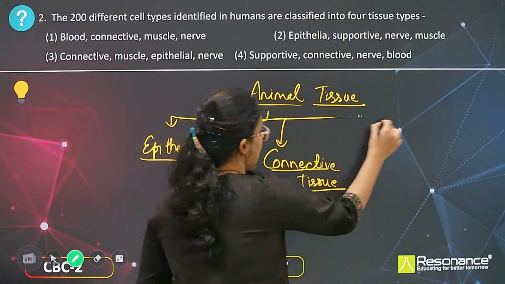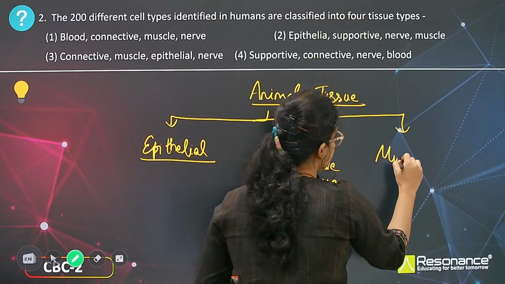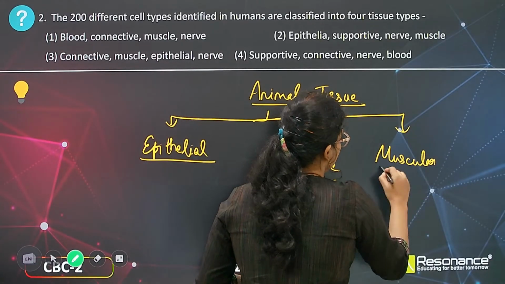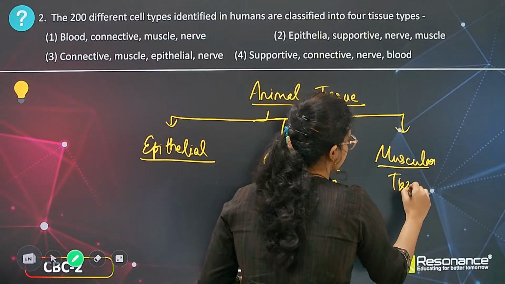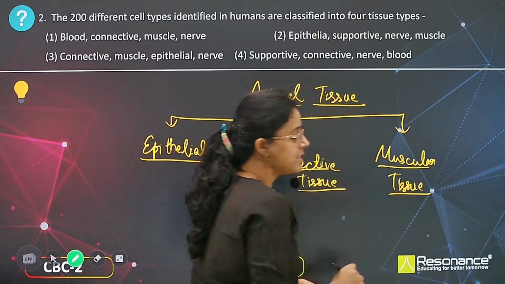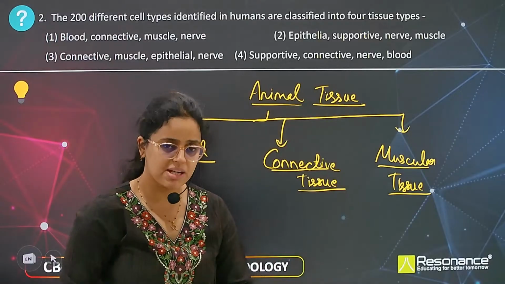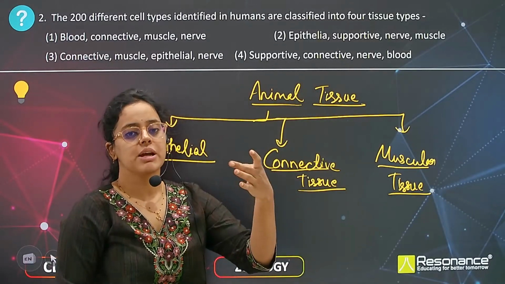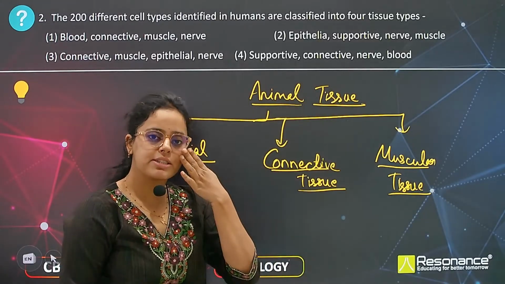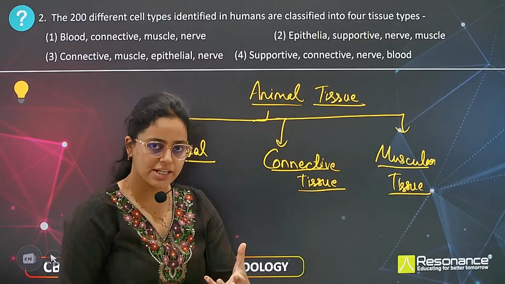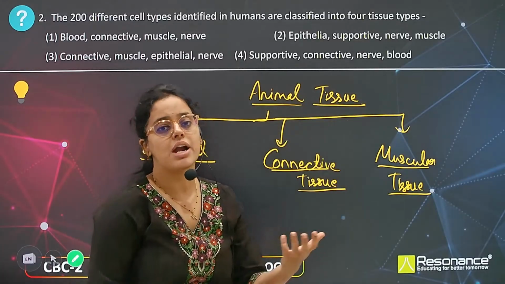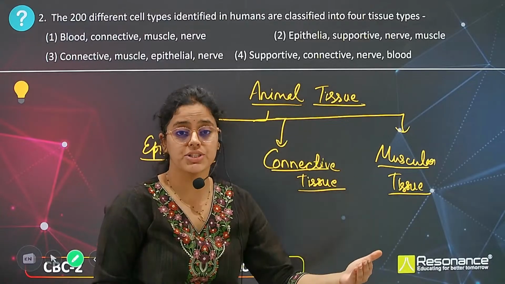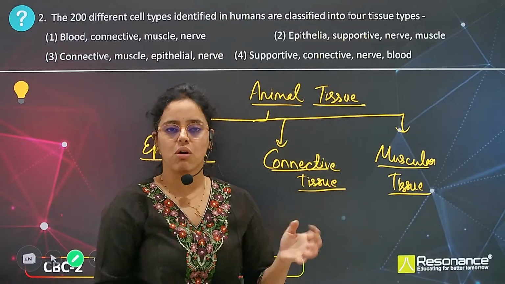Now coming later, we have muscular tissue. In muscular tissue we have 3 different types of muscles: skeletal muscles, smooth muscles and cardiac muscles. They continuously contract and relax according to the function. Cardiac muscles have involuntary functions, whereas skeletal muscles have voluntary function.